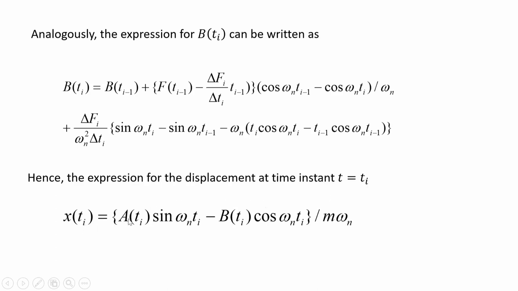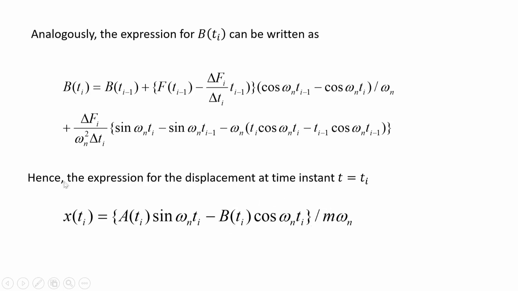Hence the expression for the displacement at any time instant t equal to Ti can be written as x(Ti) equal to A(Ti) sin ωn Ti minus B(Ti) cos ωn Ti divided by mωn. So this is the expression for the Duhamel integral that is found after following a numerical procedure to find out A(Ti) and B(Ti).